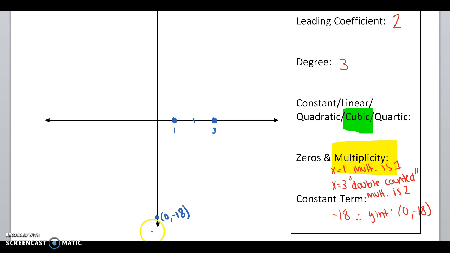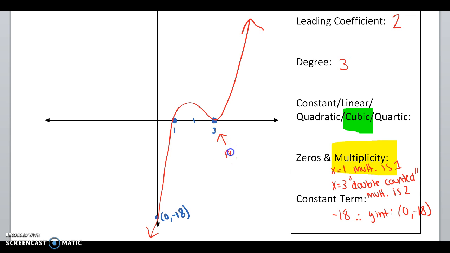So with that said, it's got to be down on this side, and it's got to go through the y-intercept. So now I can sketch this a little bit easier. It's going to cross at 1 because the multiplicity is odd. It's counted once. And then it's just going to bounce and go in the same direction at x equals 3 because the multiplicity is 2.